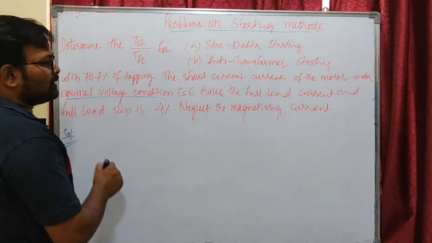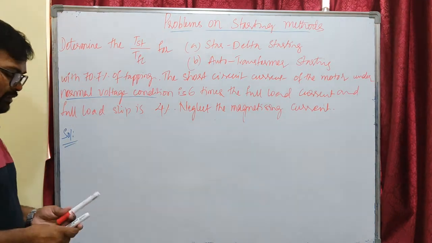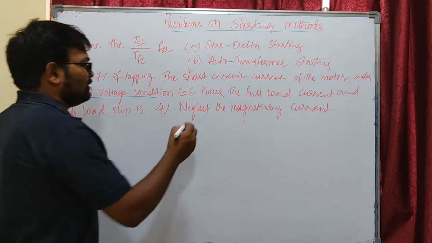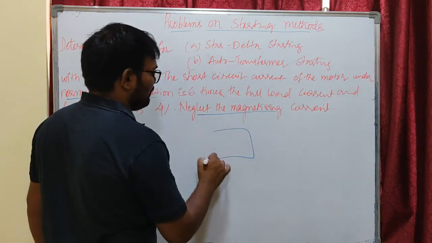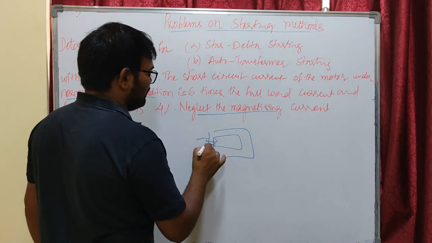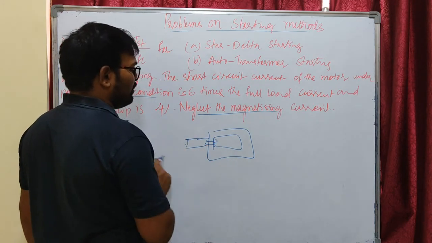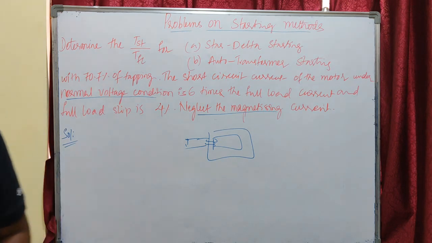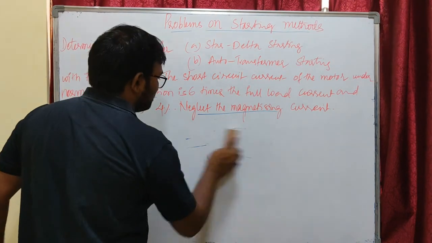and the full load slip is 4%. Then neglect the magnetizing current. Why did he mention to neglect the magnetizing current? Because our transformer needs to be supplied some core component, that is called the magnetizing component. We have to neglect it for doing problems here.